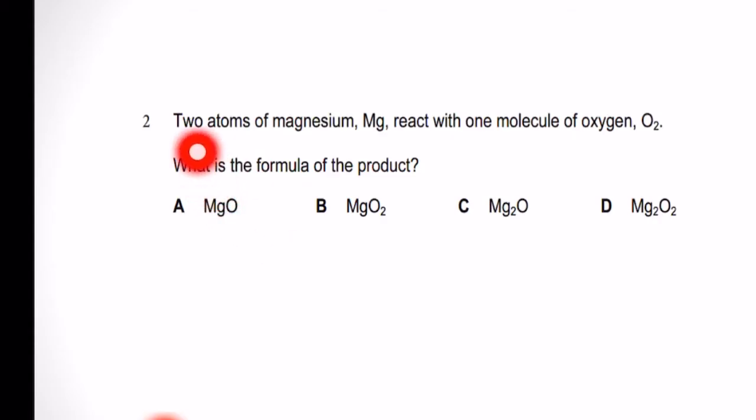Question 2. 2 atoms of magnesium react with 1 molecule of oxygen. What is the formula of the product? These options are given here. We will find the correct formula.